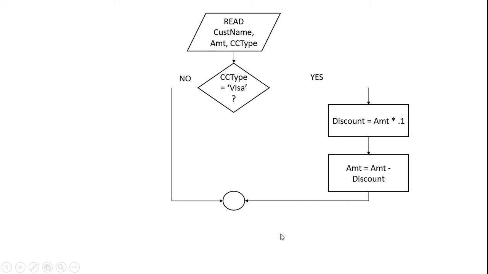That's really it for the logic and the syntax of this example. The last thing this program is going to do is just write out that amount. So maybe if it started with $100 and they use their Visa, they should see now that the 10% discount applied here.